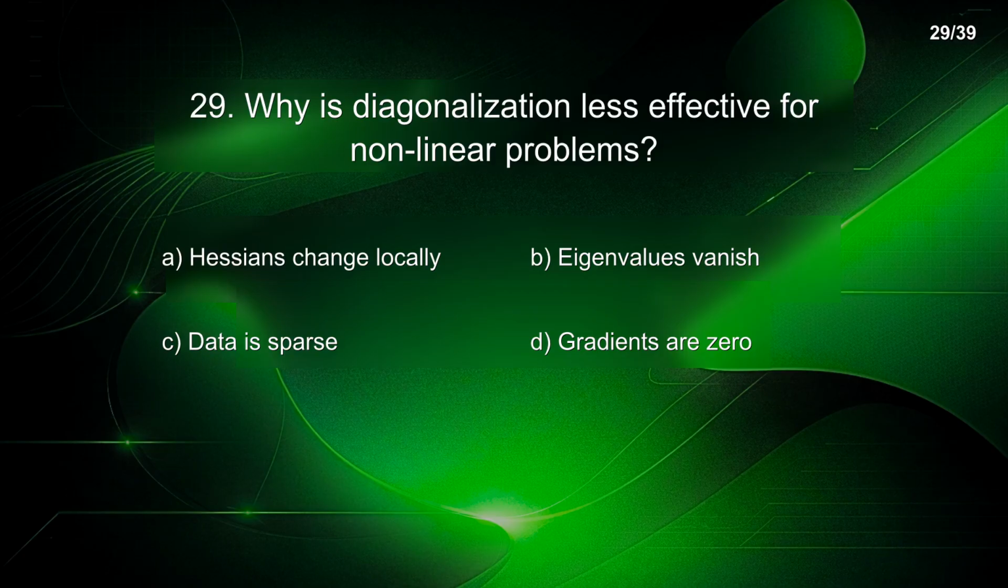29th question. Why is diagonalization less effective for nonlinear problems? A. Hessians change locally. B. Eigenvalues vanish. C. Data is sparse. D. Gradients are zero. Correct answer is A. Hessians change locally.